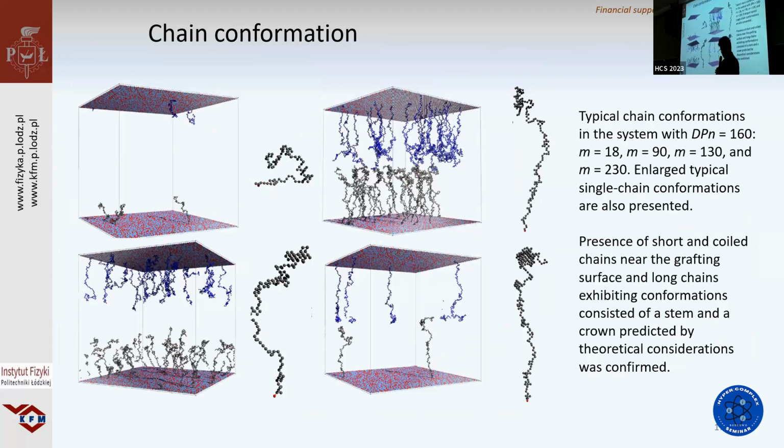The shape of the individual chains was analyzed. The chains were of different lengths. They were grown by polymerization. The short chains were coiled. The longest ones were unfolded, stretched by the impact of the opposing brush.